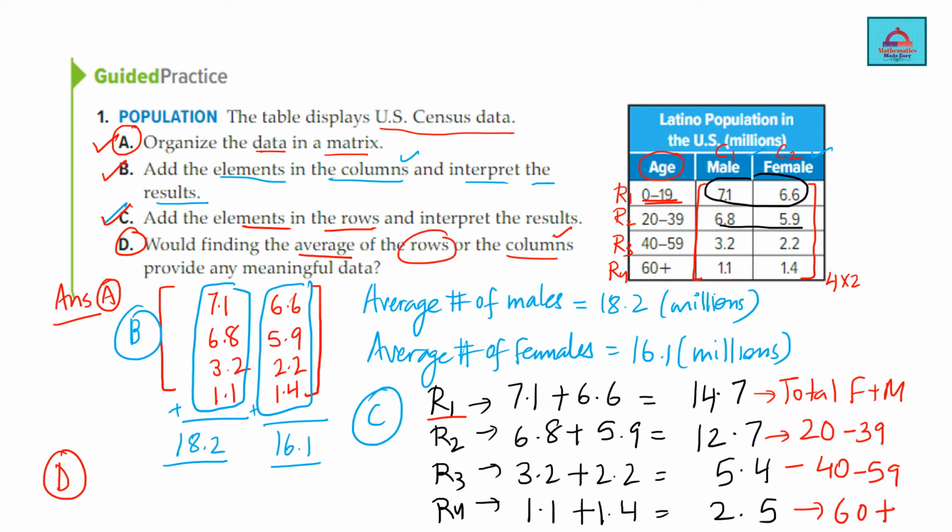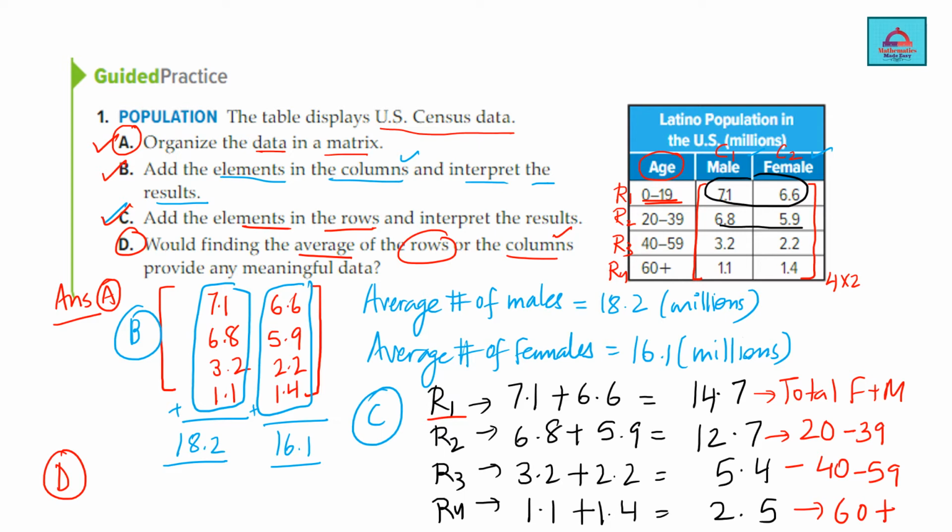However, if we look at rows, row was what? The total male and female for the first row. So for this, there is no useful information that you get. If you get the total as 14.7, there is no average that is giving any information which is useful.